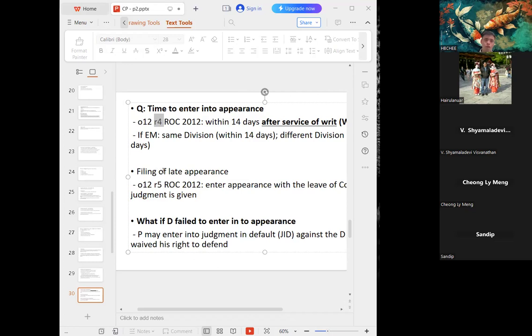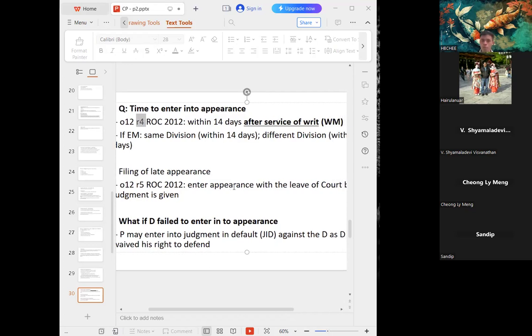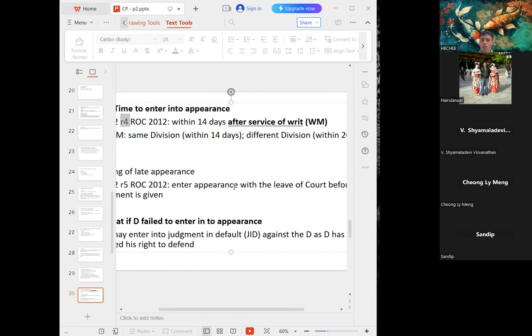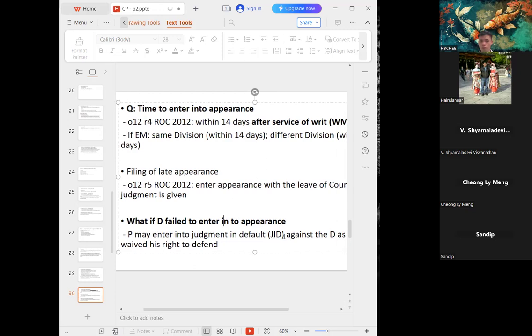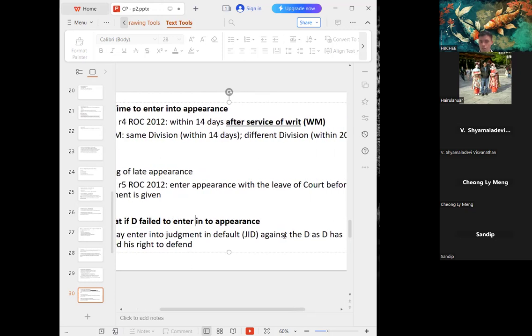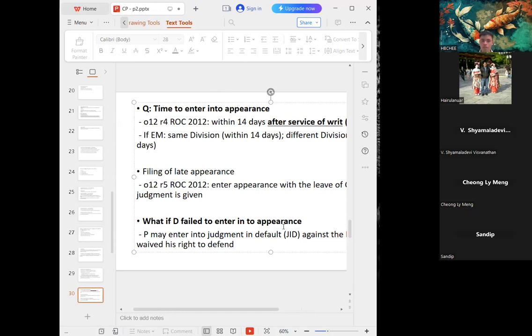The filing of late appearance is given under Order 12 Rule 5. You can enter appearance with the leave of court before the judgment is given. Now the next question is, what if the defendant fails to enter appearance within the time frame? The plaintiff can enter judgment in default against the defendant, as the defendant has waived his right to defend.